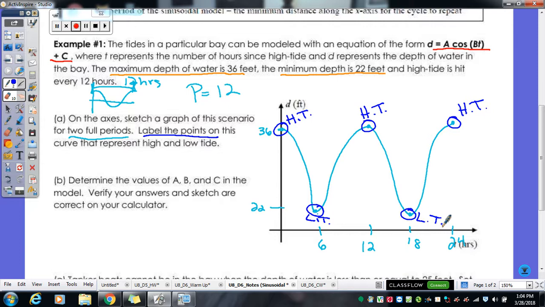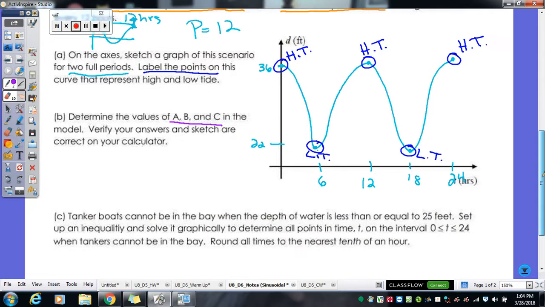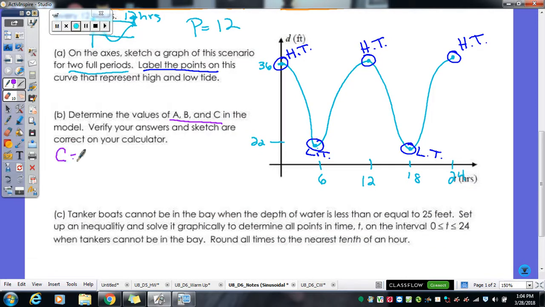Now what we have to do is determine the values of A, B, and C in the model, and then verify your answers and sketch are correct on your calculator. So let's take a look here. We have to find our C value, your midline, before you can find your amplitude. So again, that is your high plus your low divided by 2. Since it's the middle, that means it's just your average of your high and your low. So 36 plus 22 divided by 2 is 29. So our C is 29.